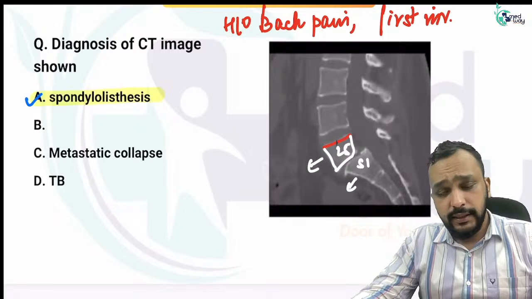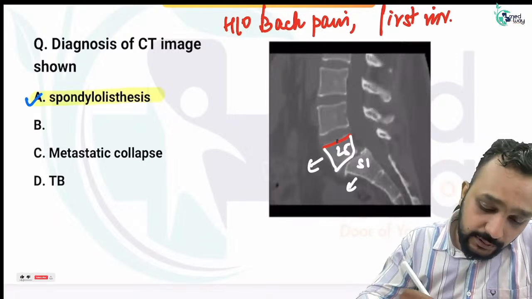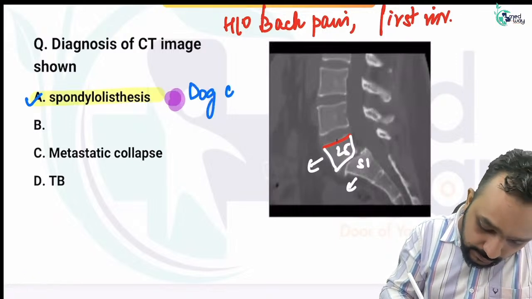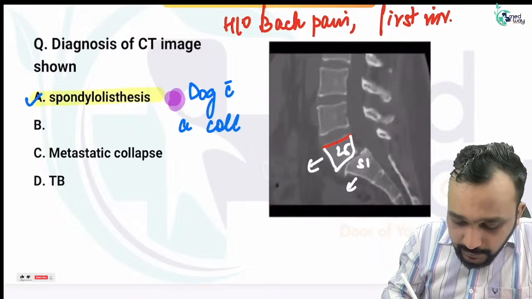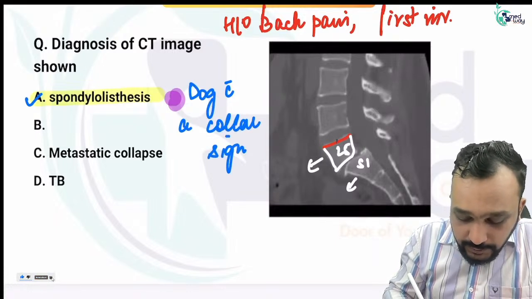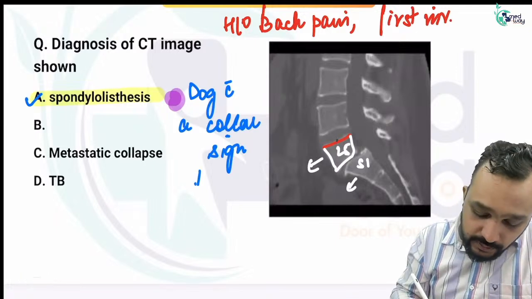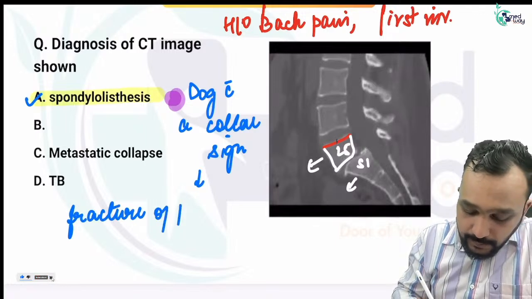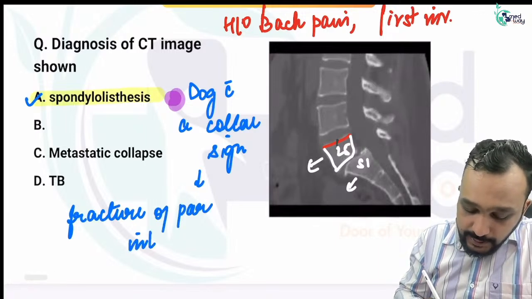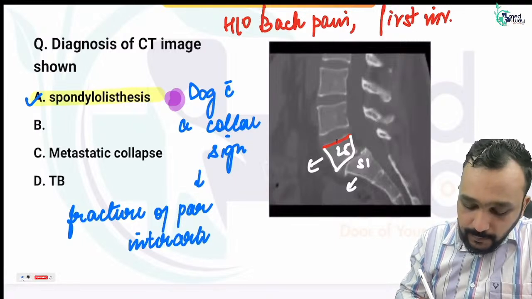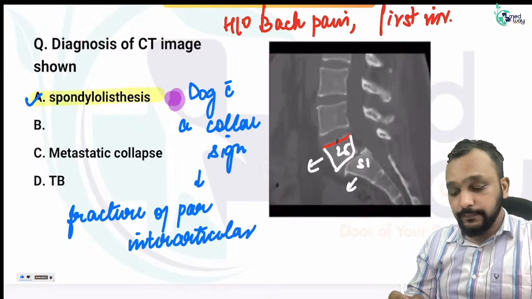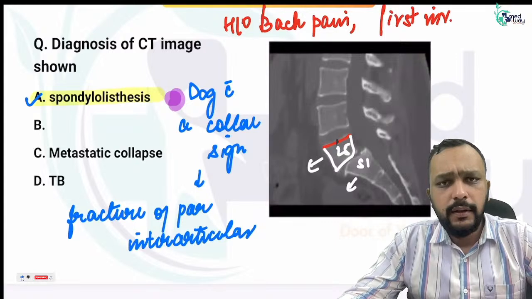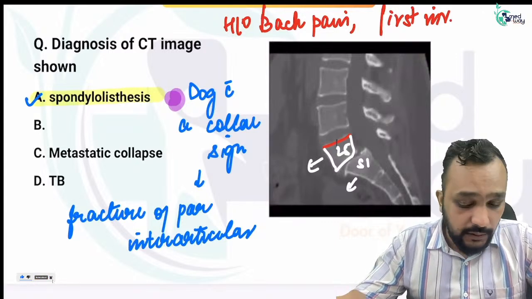What is the name of the sign that you see in spondylolisthesis? It is the dog with a collar sign that will be seen in patients with spondylolisthesis. This is due to the fracture of the pars interarticularis. This is what you are going to see in patients with spondylolisthesis.